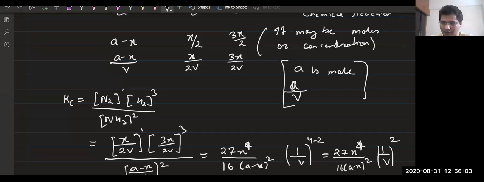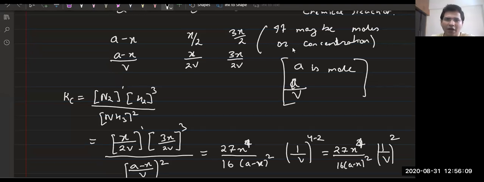So this is for KC. Wait, I'll just complete KP also. So this is for KC. I hope all of you understood how to find KC. Anyone have any doubt in KC? These are the steps to find KC, step by step. 5 steps and you will get KC. Now we will see the steps to find KP.